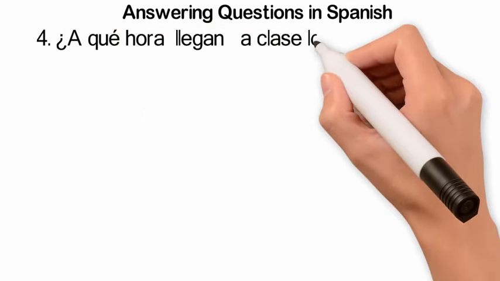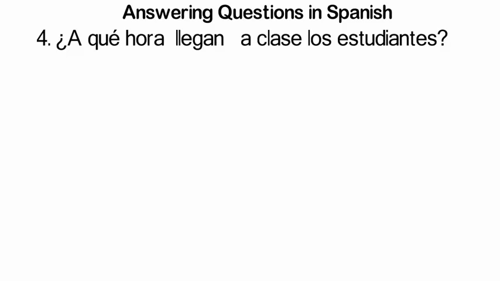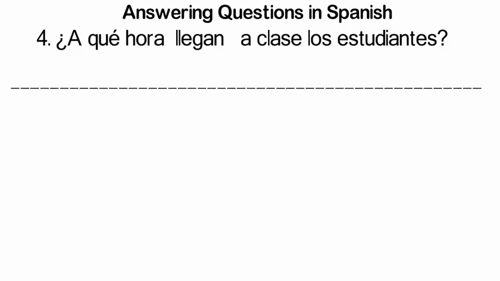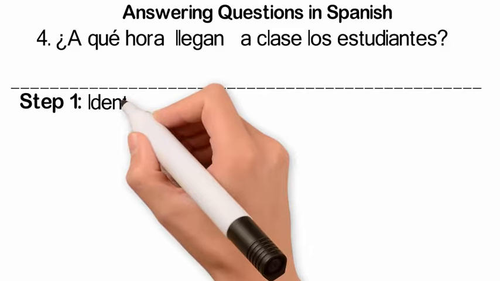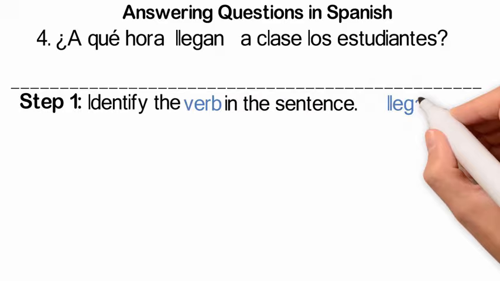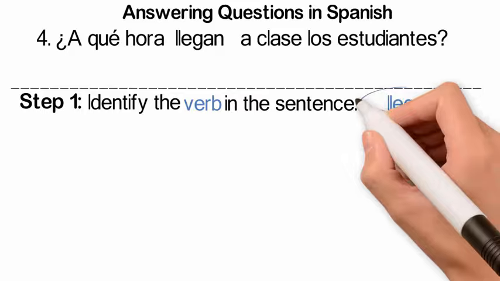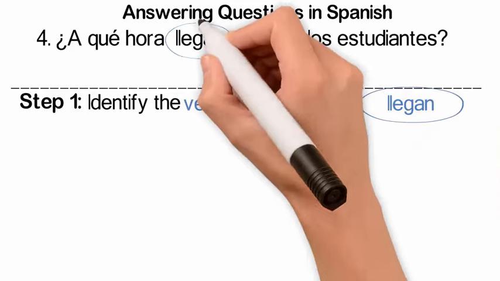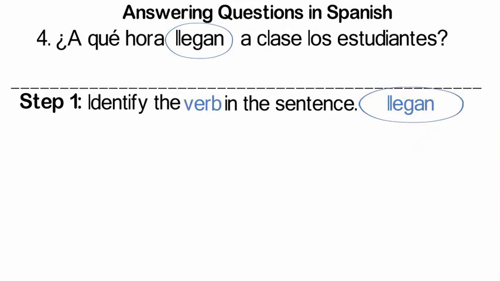Now, example 4. ¿A qué hora llegan a clase los estudiantes? Once again, let's follow all 5 steps to answer this question. Step 1. Identify the verb in a sentence. In this case, the verb, the action word, is llegan. Now circle the verb to help you follow along.